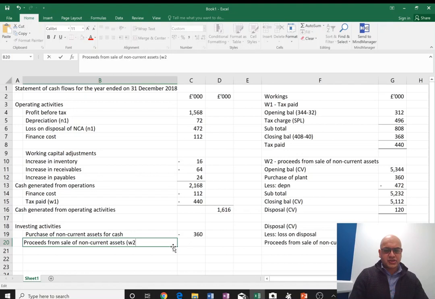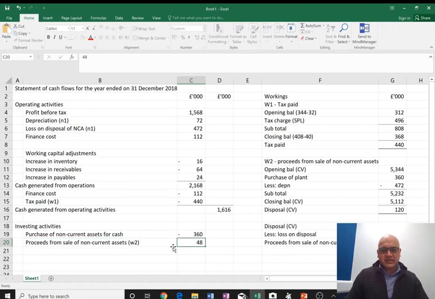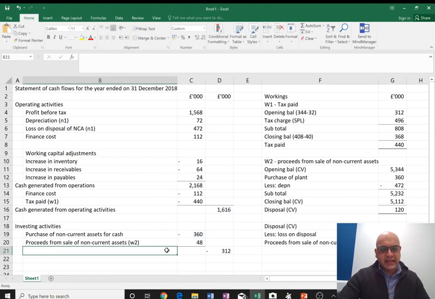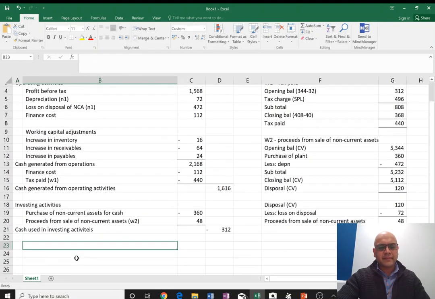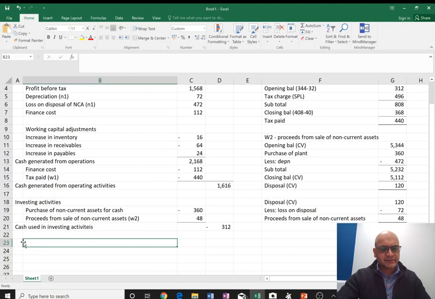So let's call it working 2 and then add 48 to that. Add up. Now we don't have any investment income in the question, so we can do the subtotal of these two items, and we can call it cash used in investing activities. So spending money on investment, which is good.